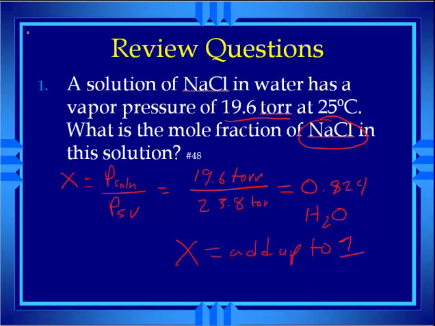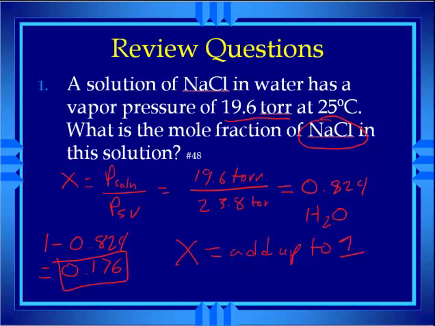So if I think about it like that, and I take my 0.824 as the mole fraction of water and subtract that from 1, 1 minus 0.824, I get a mole fraction for salt of 0.176. However, are we done here? And this is where we get the little glitch that makes it an AP problem versus just a normal problem.